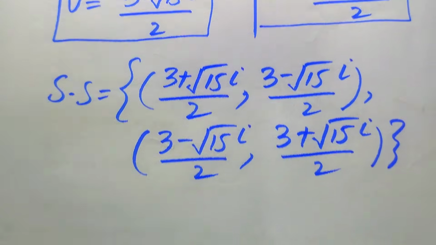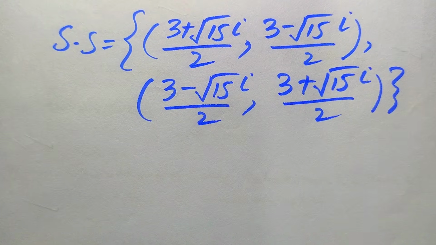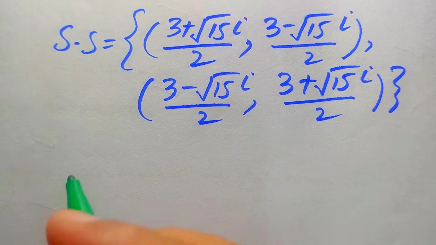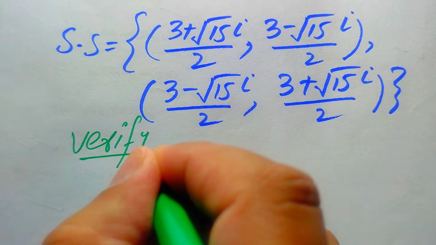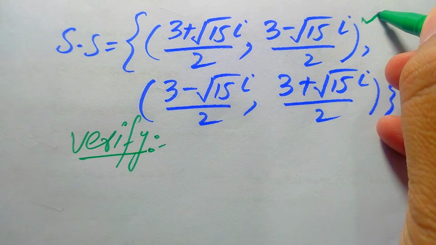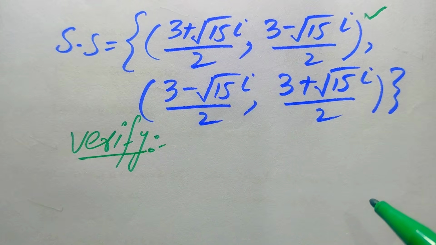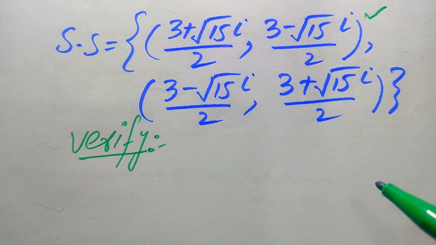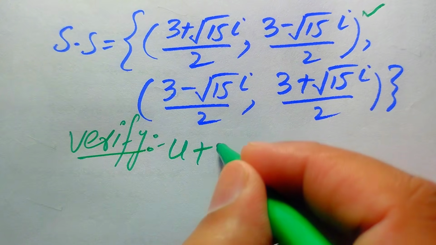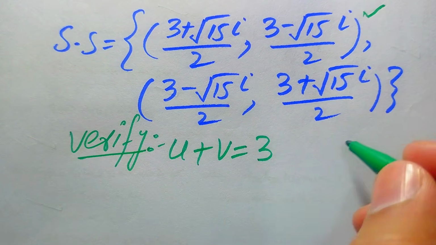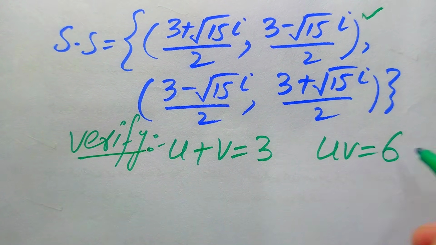So these are the two roots, but now in the next steps we need to verify these two roots, whether they are solutions or extraneous roots. For this we need to verify both of these two roots, but here I can just verify the first root and leave the second verification to you. So for this we need to copy down the given equations. Here there are two equations. These are u plus v equals 3 and uv equals 6.